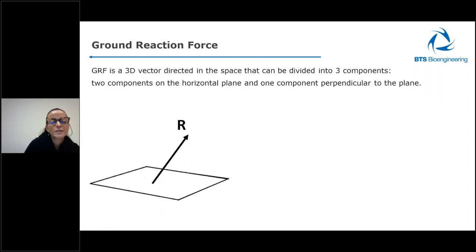The ground reaction force is represented by a three-dimensional vector directed in the space, and it can be divided into three different components. Two components lie on the horizontal plane, and the third component is perpendicular to this plane. The two forces lying on the plane are the anterior-posterior component and the medial-lateral component. The force perpendicular to the plane represents the vertical component.